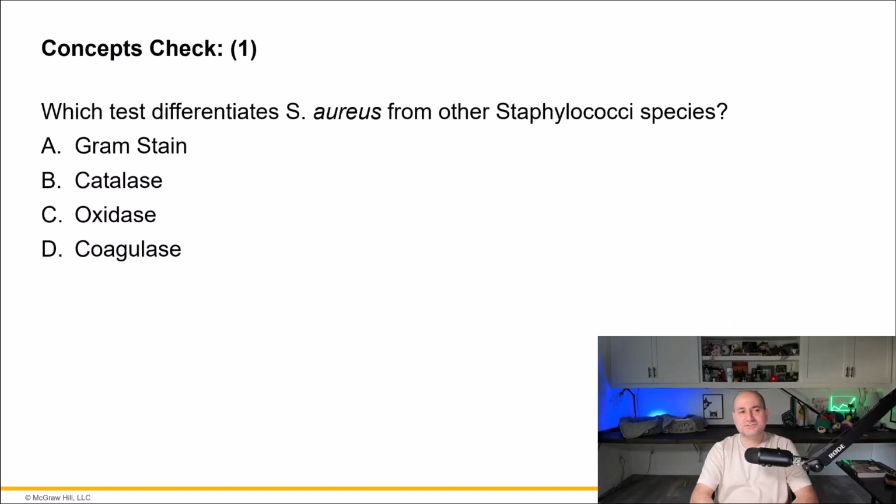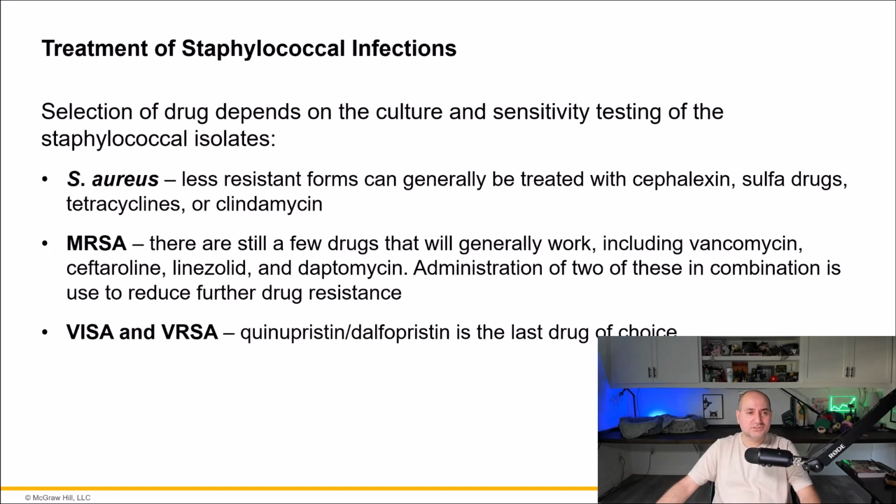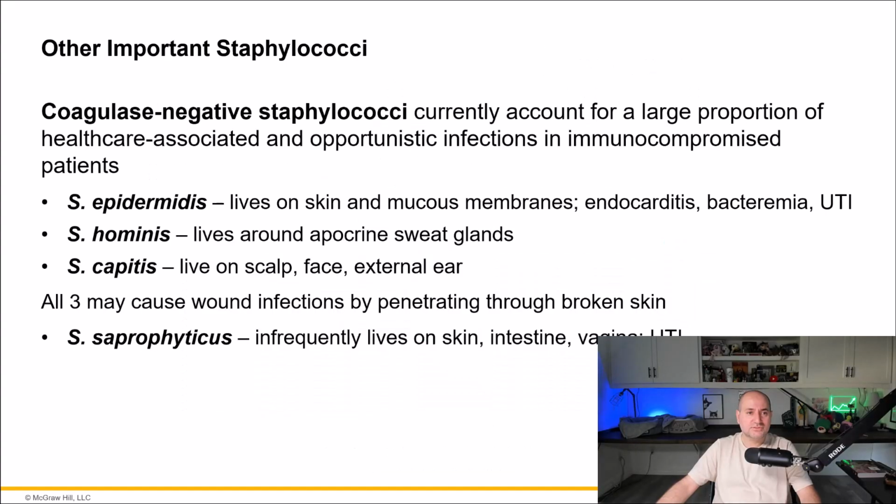Okay, so that leads us to concept check number 1. Which test differentiates S. aureus from other staphylococcal species? Is it the Gram stain, the catalase test, oxidase test, or coagulase test? Now, I didn't mention this. I should have mentioned this. Let's go back real quick. I want to show you something.